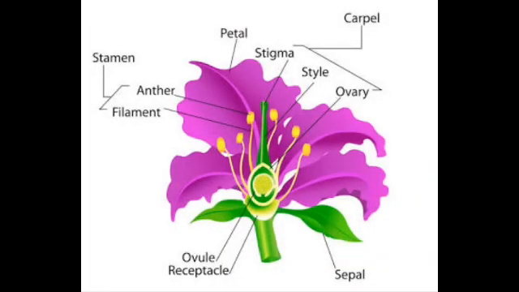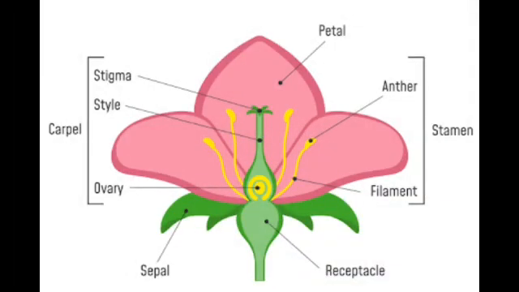The soft and brightly colored part of a flower is called petal. The green part that lies under the petal and supports it is called sepal. The middle of the flower has two parts called the stamen and pistil.